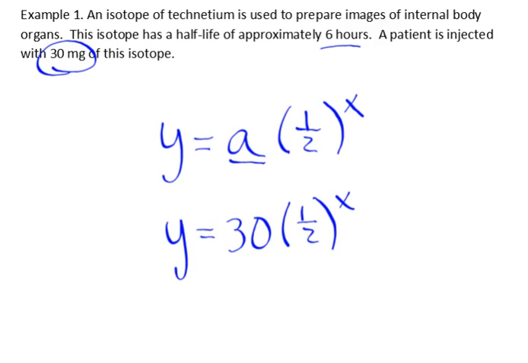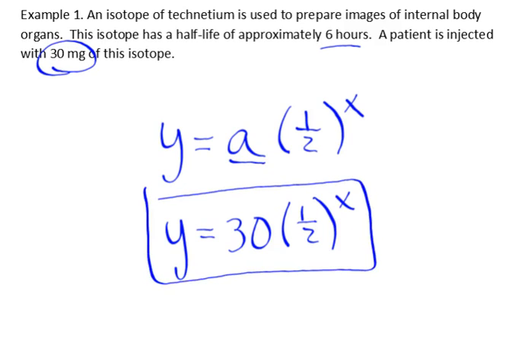We're also given that the half-life is about 6 hours, but that doesn't go into our equation. We know x is the number of half-lives, so that's not hours. And y is the amount of technetium in the system after x half-lives. So the 6 hours, while it's going to be useful in different problems, it doesn't go into the equation. This is the equation that represents what's happening with the technetium in the body system.